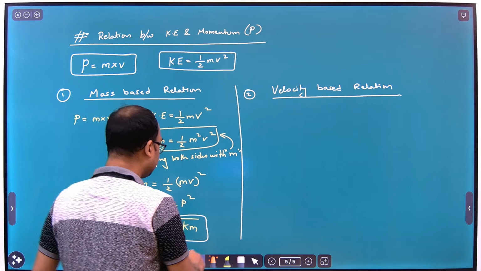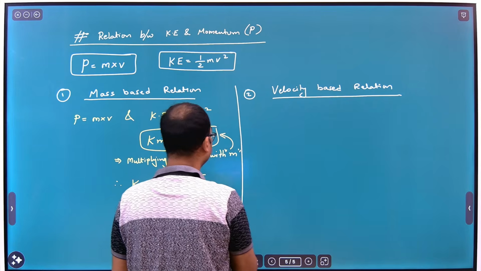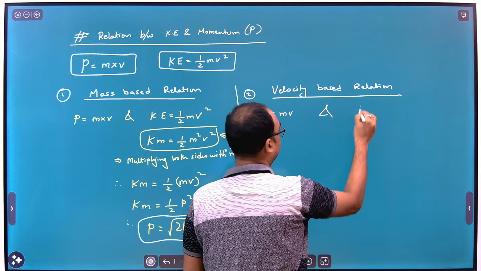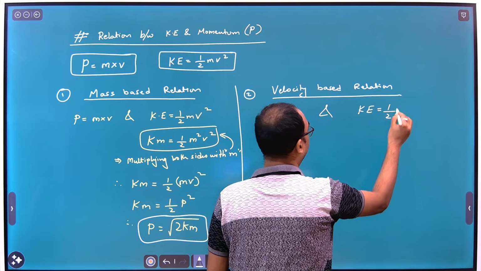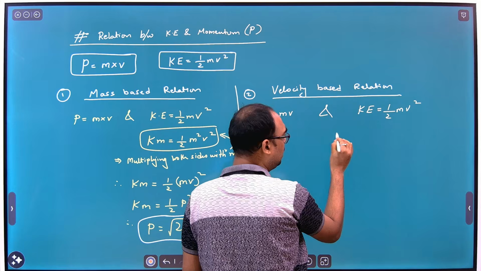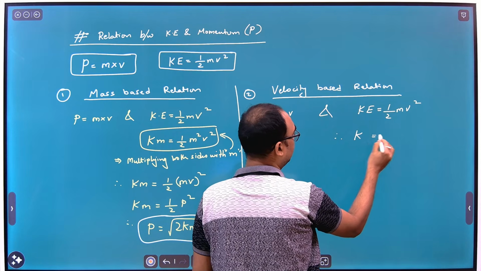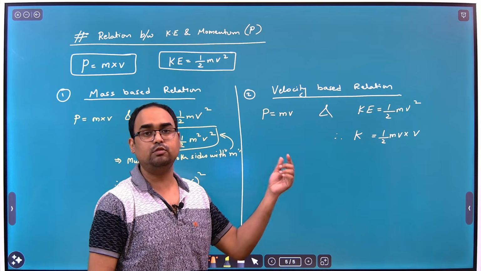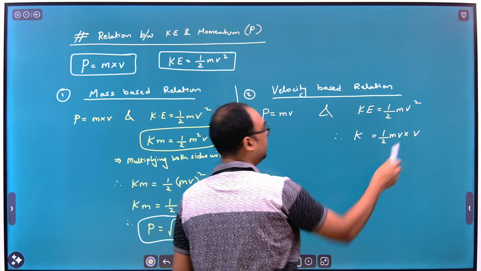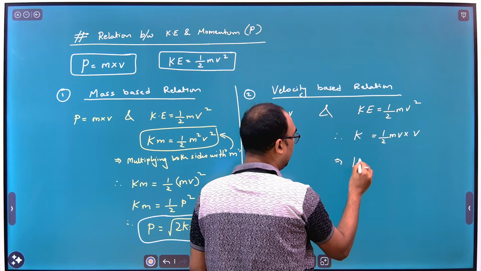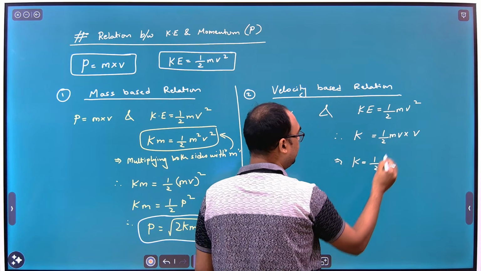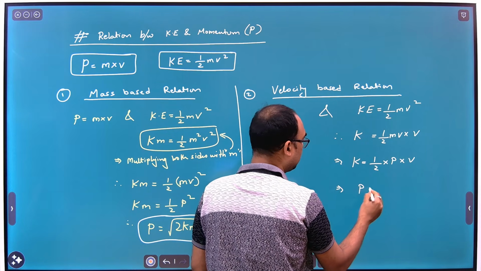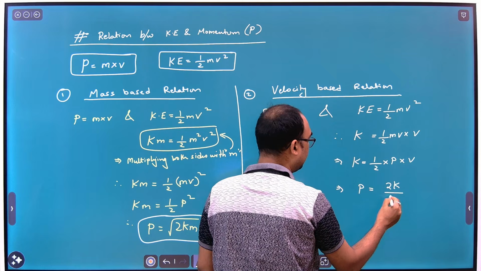Now let's come to the velocity-based relation. In this one, again, momentum is mass into velocity and kinetic energy is equal to half mv square. All I will do is write kinetic energy as K and write half mv into v. I will break the v square into v into v. Now, kinetic energy is half, mv is momentum, into velocity. So momentum is equal to 2K by v.